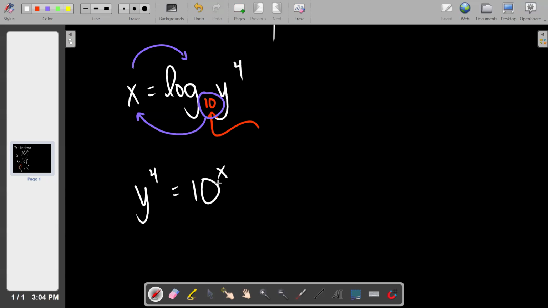When you're finding inverses, the inverse of a log will always be an exponential. The inverse of an exponential will always be a log. I don't know what the split is on your worksheet, but there's some of each. So the log is gone, the exponential is here. This should be an easy question to answer. How do we finish this job? The fourth root. We take the fourth root.